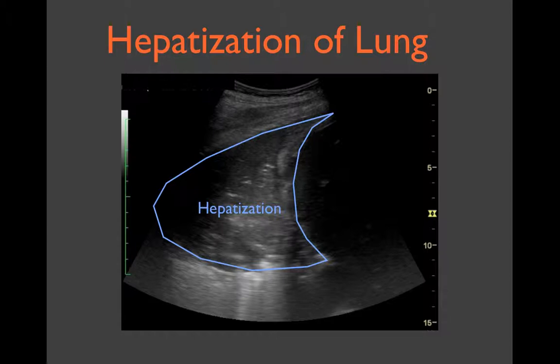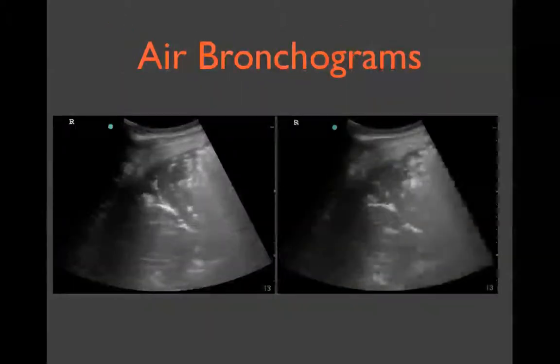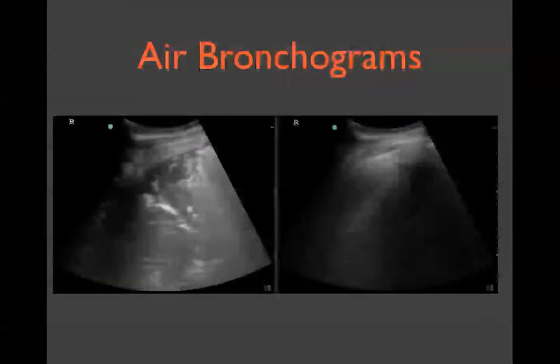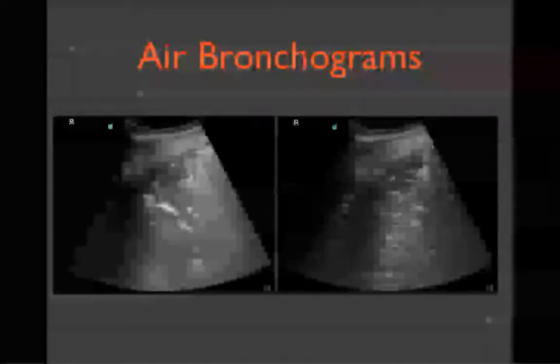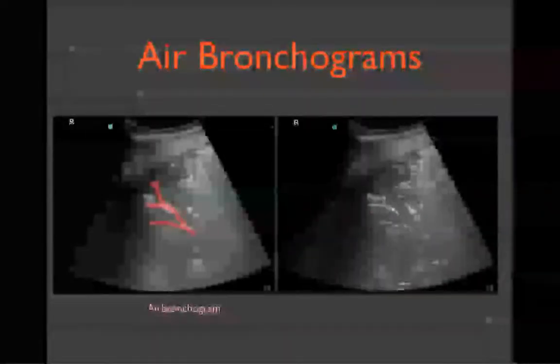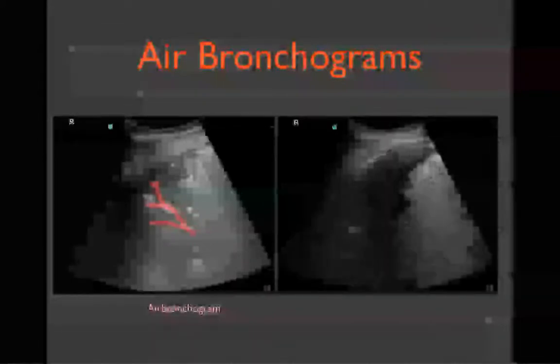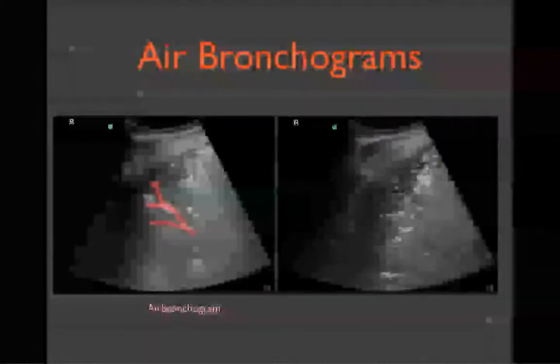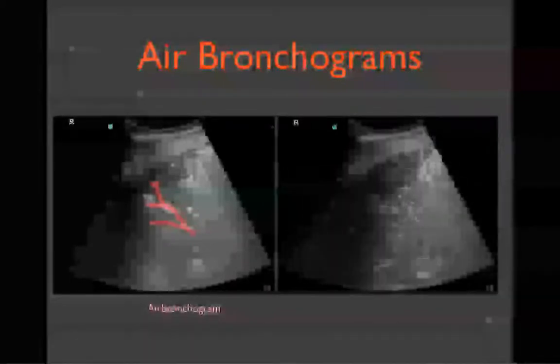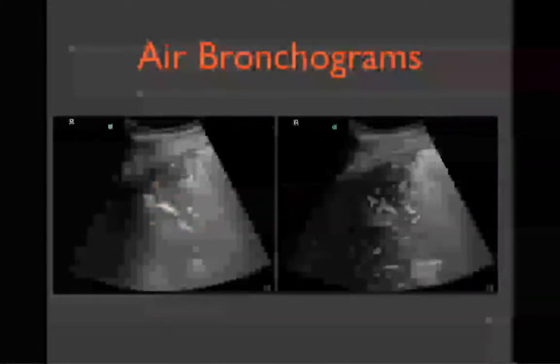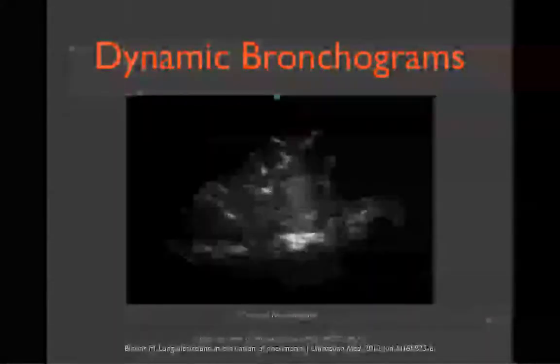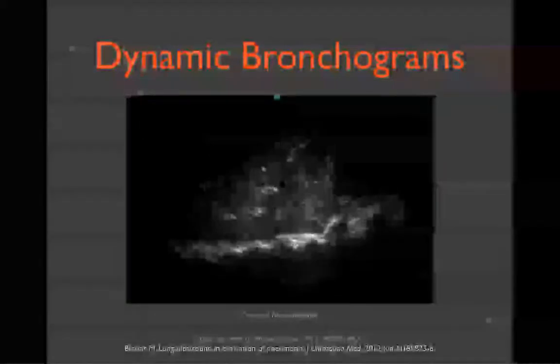Here we see a large consolidation in the right lung base abutting the diaphragm. We also see numerous hyperechoic punctate specks and branching lines within the consolidation. These are sonographic air bronchograms, where small amounts of air remain trapped in air passages. Sometimes air and fluid may be seen moving within these passages.